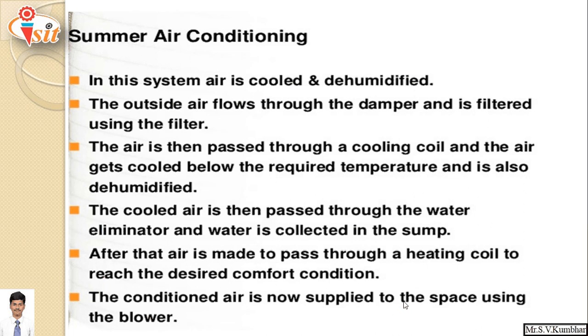So summer air conditioning, in this system air is cooled and dehumidified. The outside air flows through damper and is filtered using the filter. The air is then passed through cooling coil, and air gets cooled below the required temperature, and it is also dehumidified. That is, moisture is removed. The cooled air is then passed through water eliminator to remove water particle, and water is collected in the sump. After that, air is made to pass through heating coil to reach desired comfort condition. The conditioned air is now supplied to the space using the blower.